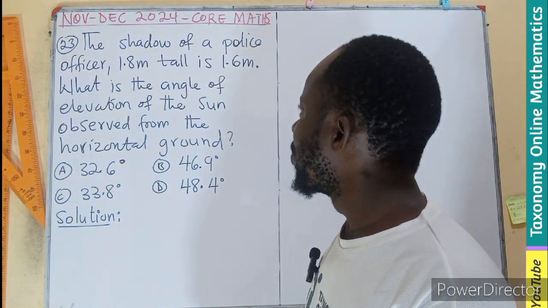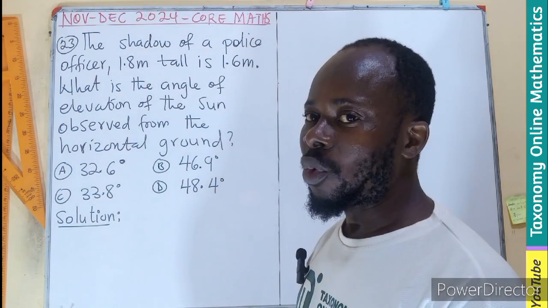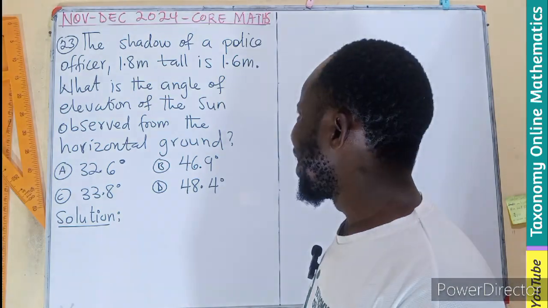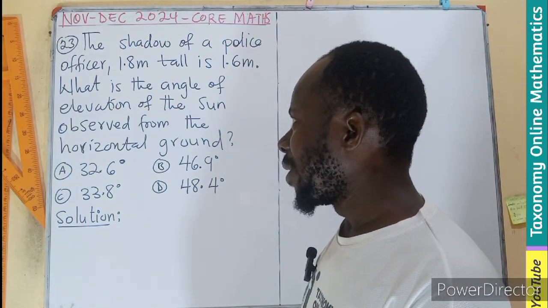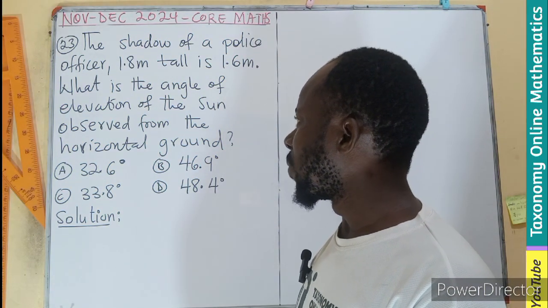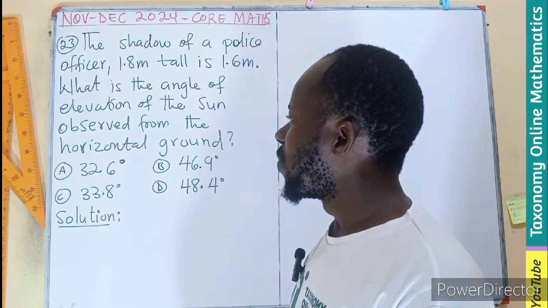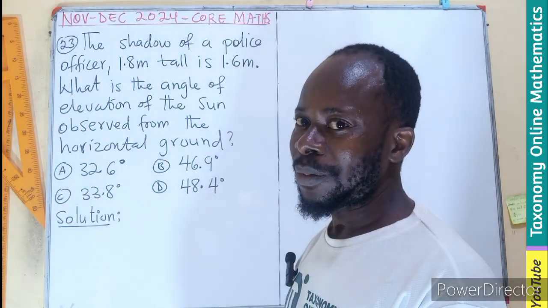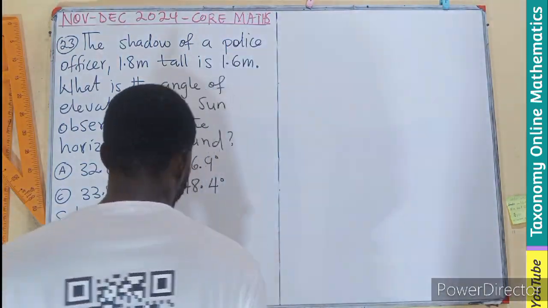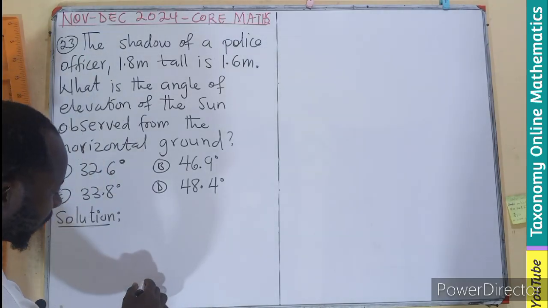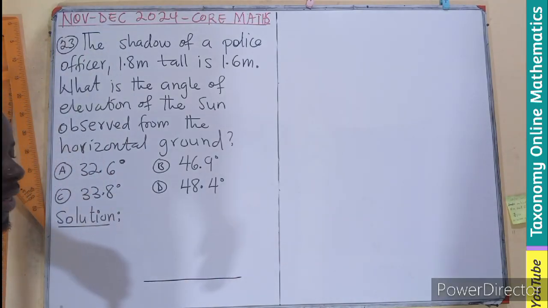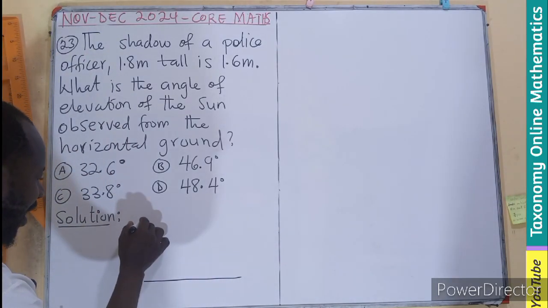The shadow of a police officer, which is 1.8 meters tall, is 1.6 meters. What is the angle of elevation of the sun observed from the horizontal ground? So let's make a sketch of what that is going to be. So let's see, this is our ground. So the police officer is standing here.